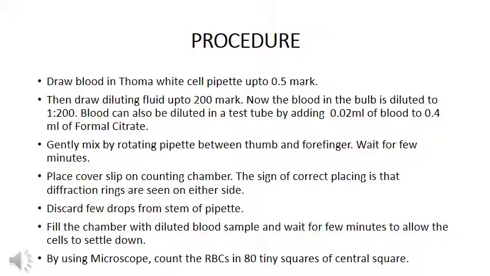We will draw the sample up to the 0.5 mark in the Thoma red cell pipette. Then we will dilute it up to the 101 mark. This is the dilution present inside the Thoma pipette. We have to make a dilution of 200. So to dilute the sample with the ratio of 1 in 200, we can use a test tube.